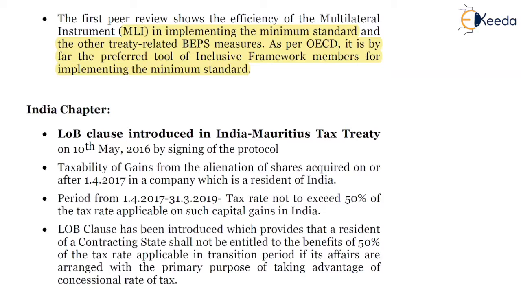So friends, beginning with the India chapter, the India tax provisions: what has been implemented or what actions have been taken by India against treaty shopping, against treaty abuse. First was LOB, introduction of limitation of benefit rule in the India-Mauritius tax treaty.